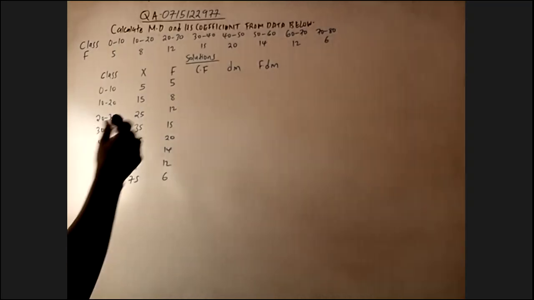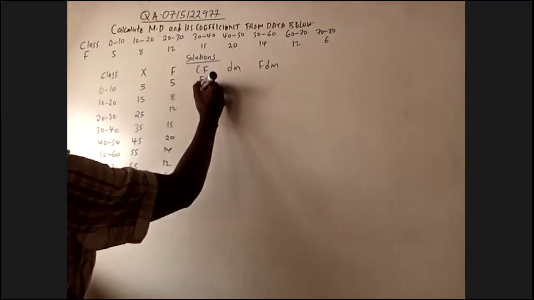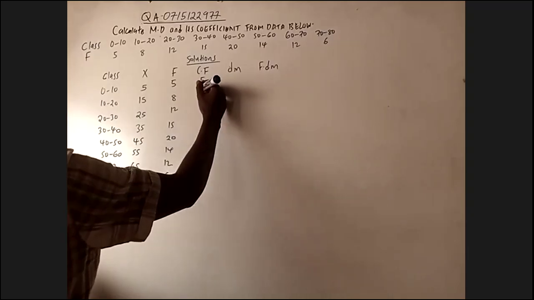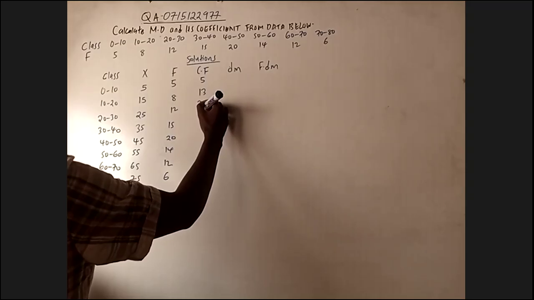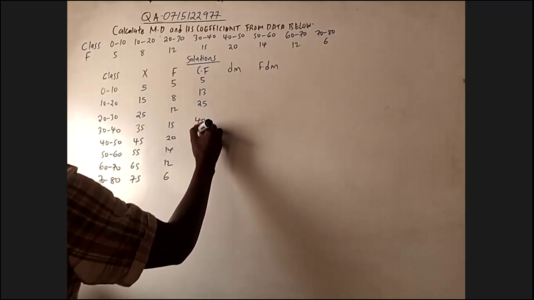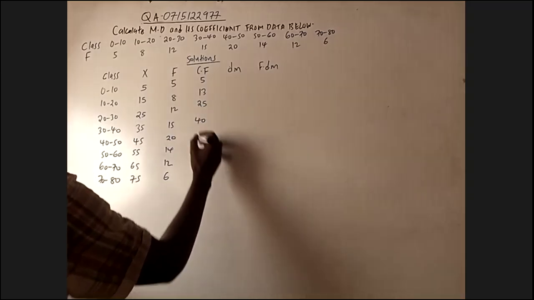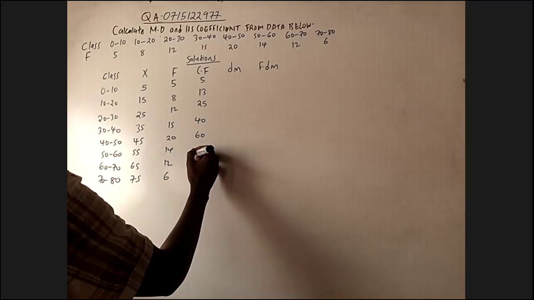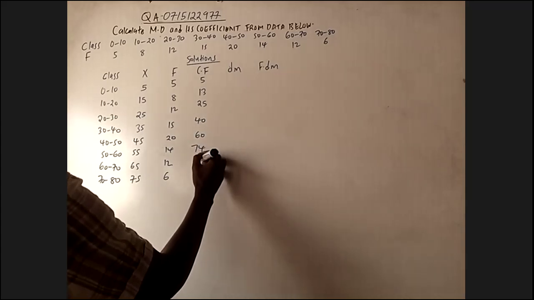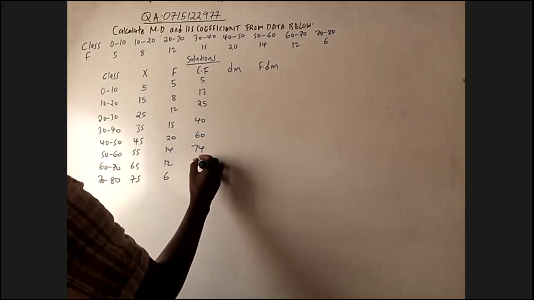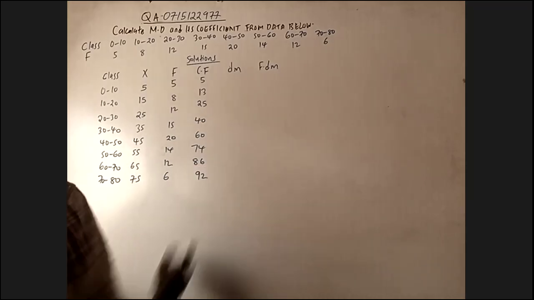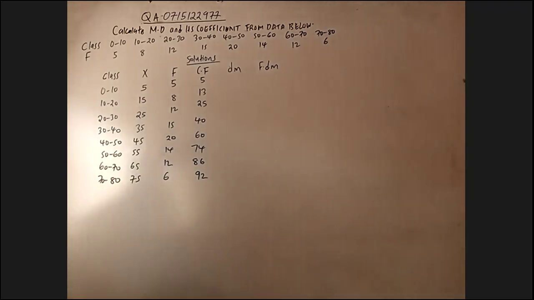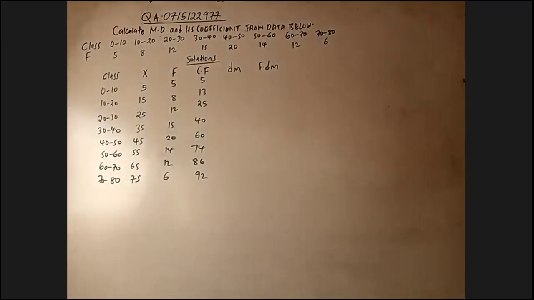CF will be 5, then 13, 25, 40, 60, 74, 86, 92. Then DM, the deviation from the median.